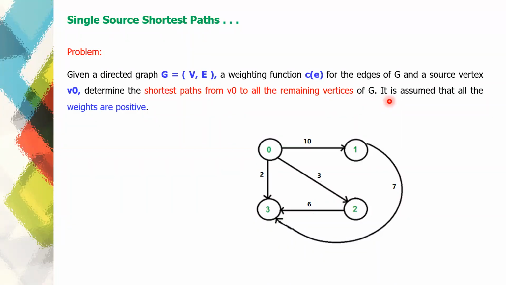And the assumption is that all the weights must be positive. That is the assumption for the single source shortest path problem, or that will be the assumption for Dijkstra's algorithm. Dijkstra's algorithm will only work if all the weights in the graph are positive weights. It may not produce an optimal solution if the weights are negative.